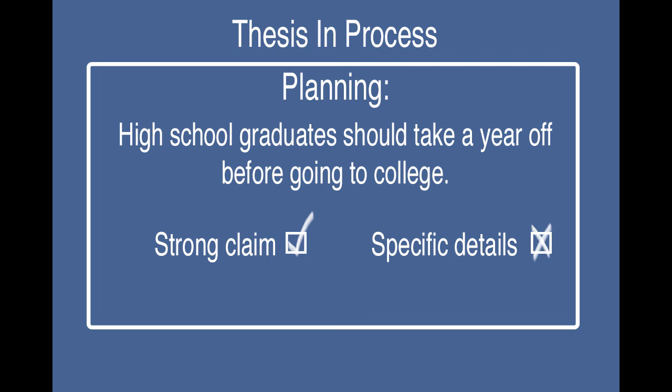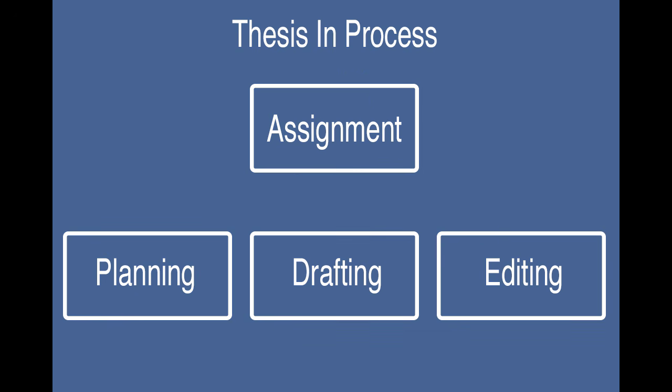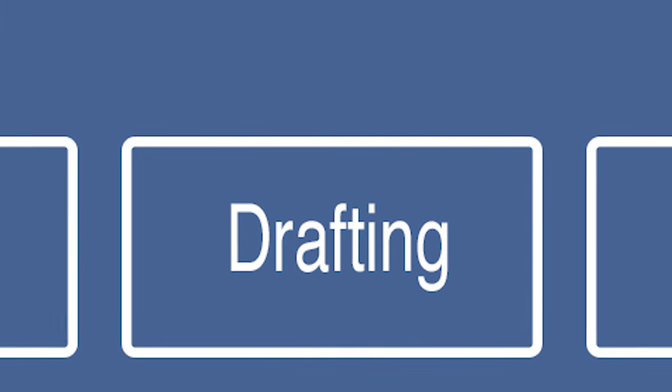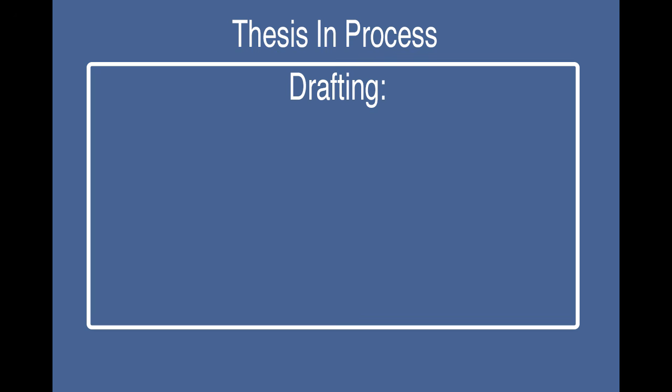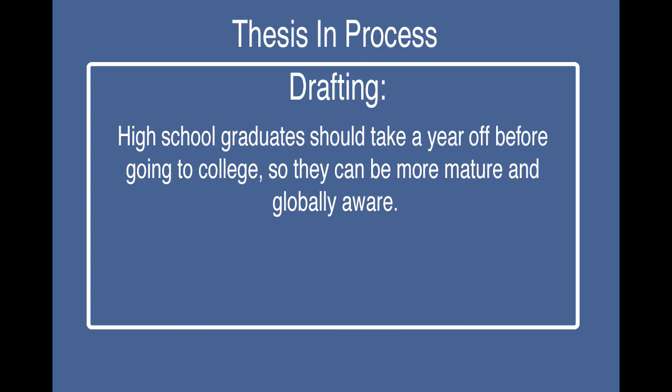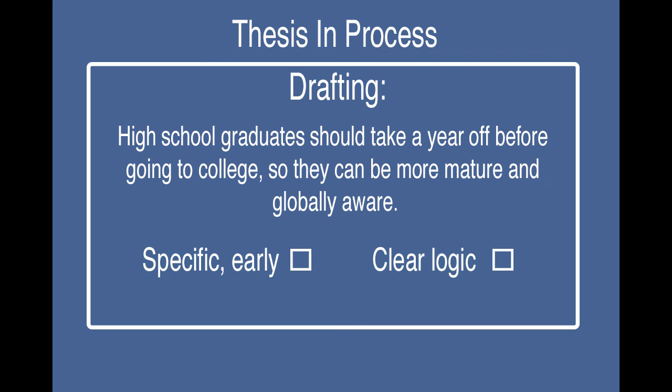We need our thesis to be specific. As we research, plan, and write our paper, we decide we want to focus on two possible results of gap years: maturity and global awareness. We go back to our thesis and add that in. Now our thesis reads, high school graduates should take a year off before going to college so they can be mature and globally aware. Now our thesis is more specific and it's still clear. It promises to argue for a gap year for the two reasons we mentioned. Great. We put it in the introduction so the reader knows our stance right away.